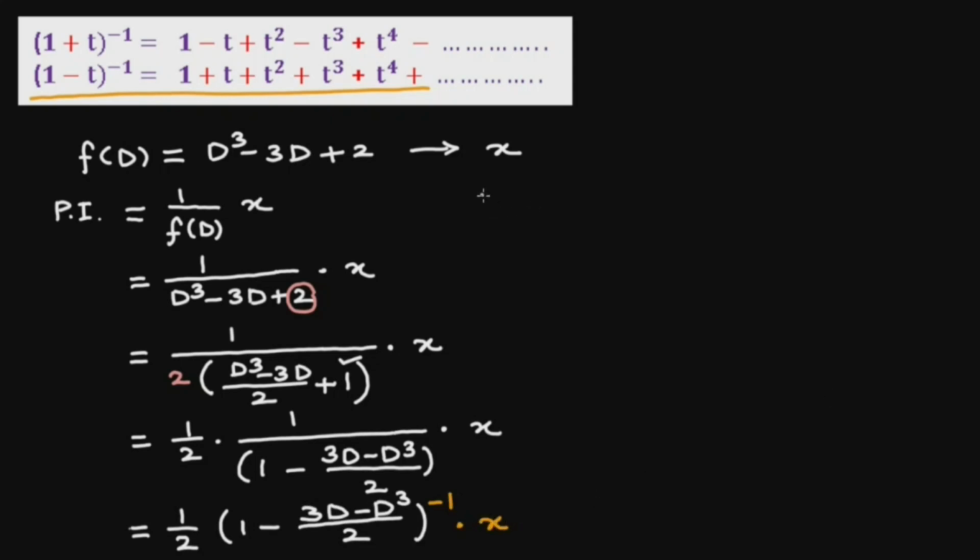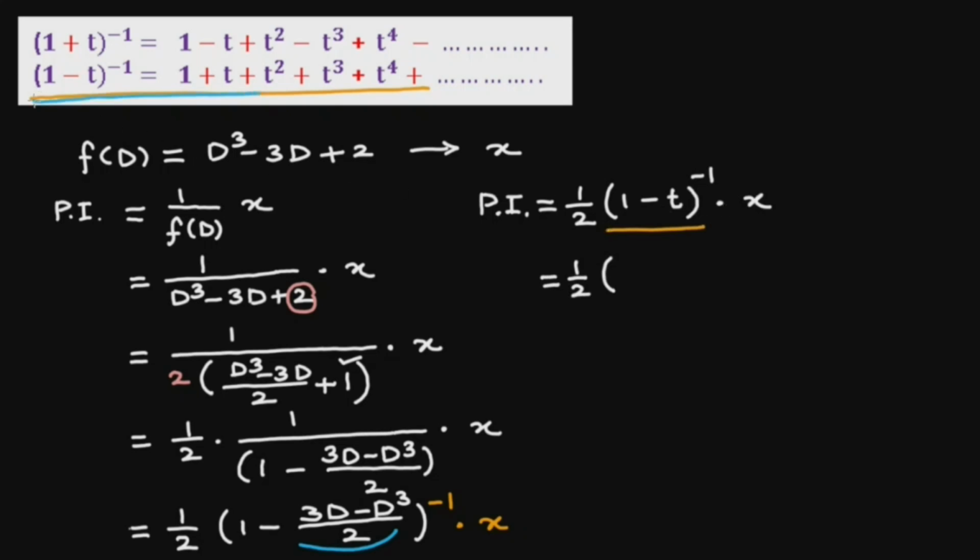So the particular integral will be half into (1 minus t) to the power minus 1 operating on x, where for this (3D minus D cube) upon 2 we put t. Now we can expand this (1 minus t) to the power minus 1 according to this expansion. So this will be 1 plus t plus t square plus t cube plus t raised to 4 plus so on and so forth operating on x, which is half into 1 plus t.